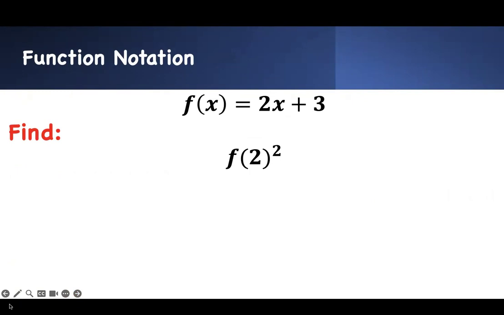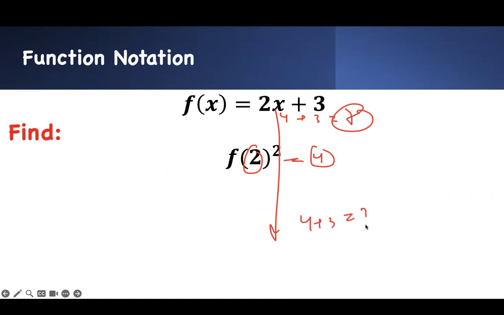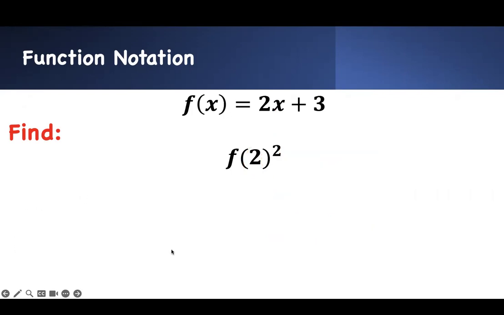What do you think most students are going to do? They're going to multiply this and it becomes 4. And therefore they put 4 here and this will become 7. But that's wrong. You're supposed to do 2 first. If I put 2 here, I have 4 plus 3, 7. Then 7 squared will be 49. So the right answer is 49. That's the first trap you should pay attention to, function notation.